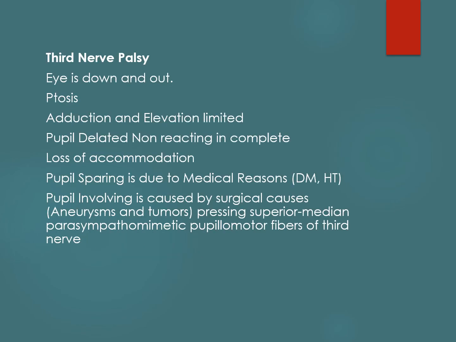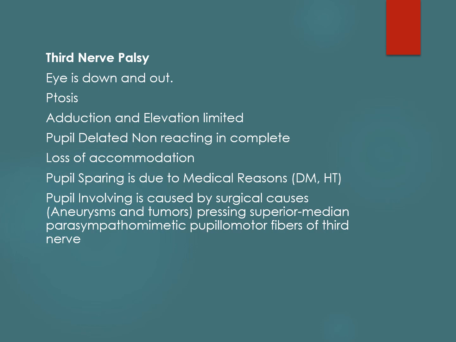Third nerve palsy. In third nerve palsy, it is easy to remember that the eye is in down and out position. Down because the superior rectus is not working, and abducted because the sixth nerve pulls the eye laterally. There are two types. Number one is complete. Number two is incomplete or pupil sparing.